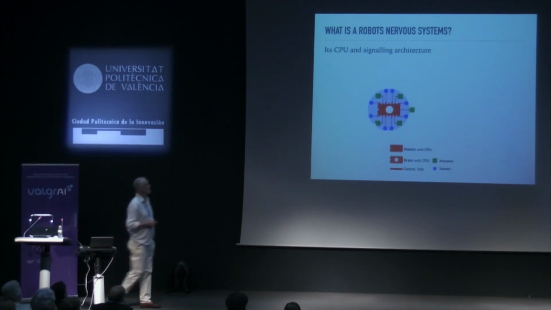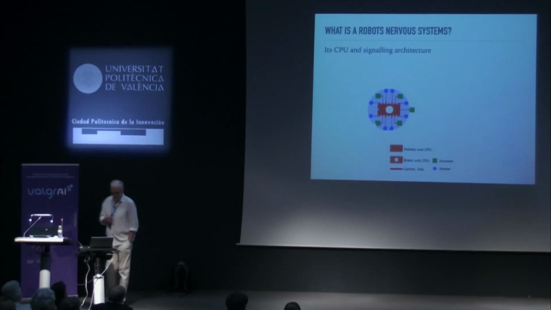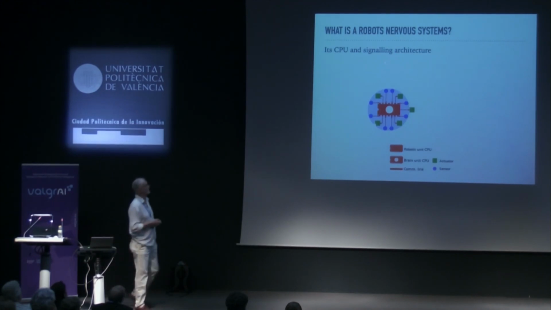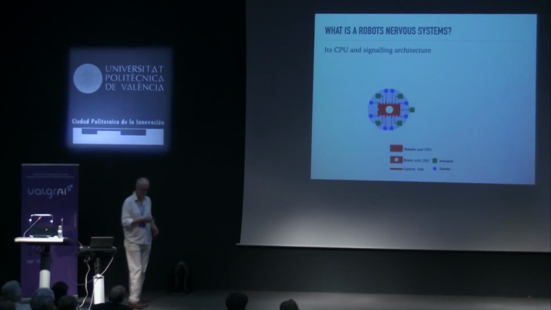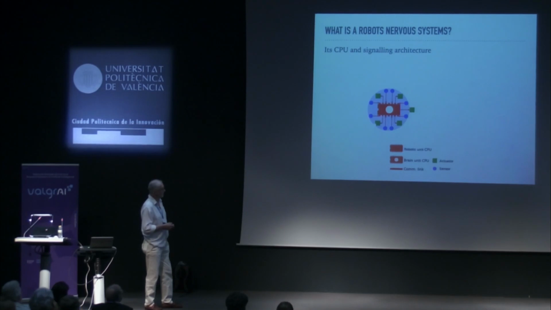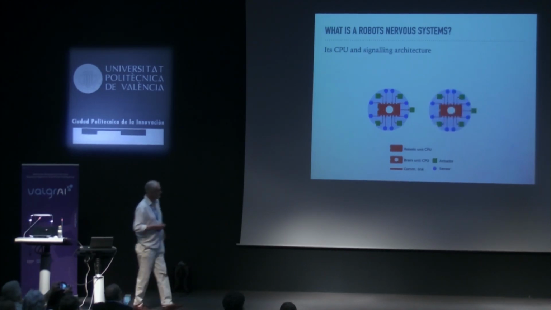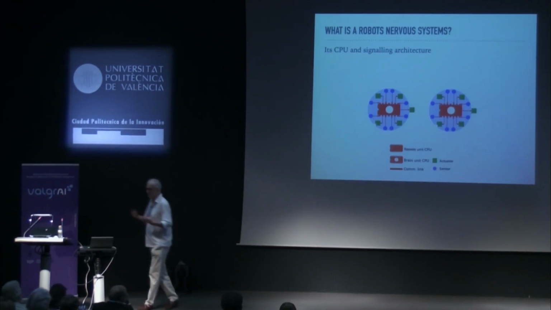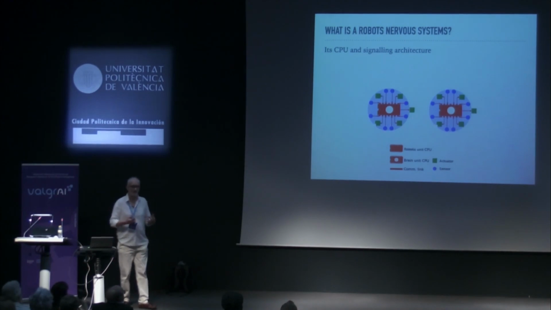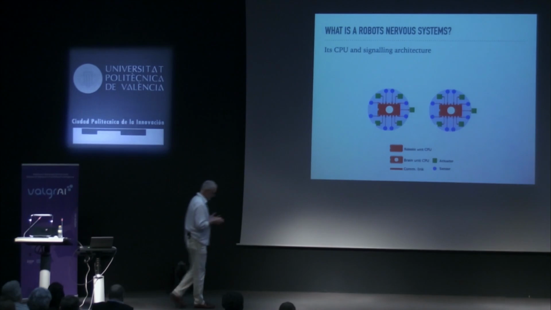So what is a robot nervous system? When you look at one robot, the robot nervous system is nothing else than its CPU and the signaling architecture that connects sensors and actuators to the CPU. We call the CPU also the brain. And then when you have two robots that have this kind of middleware, that is this self-organized nervous system, what we can do is the following.